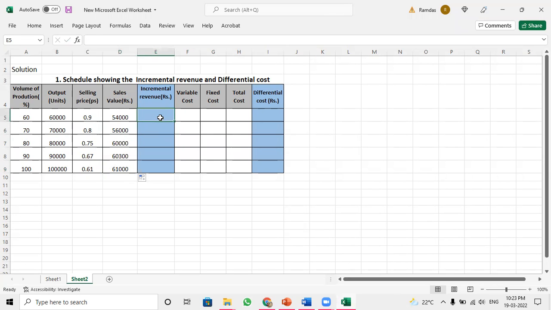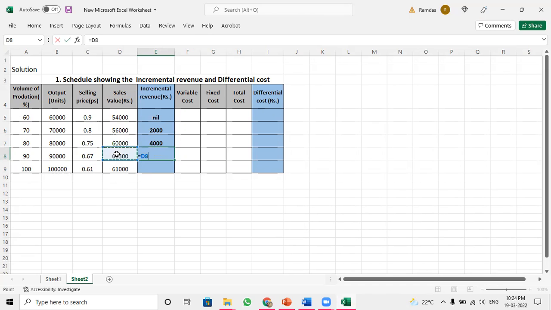And now we can calculate the incremental revenue. Incremental revenue is the increase in the sales from the current level of activity when compared to the previous level of activity. We are starting at 60% capacity, so we don't have any level to compare. Coming to the second level, it's going to be the difference between the current level and the previous level of sales. So again, incremental revenue is equal to current value of sales minus the previous value of sales.